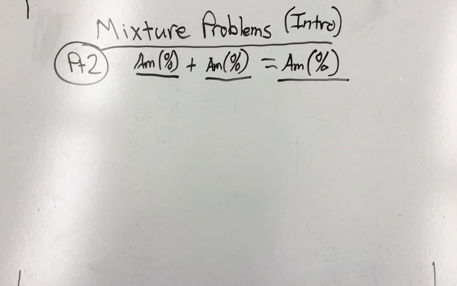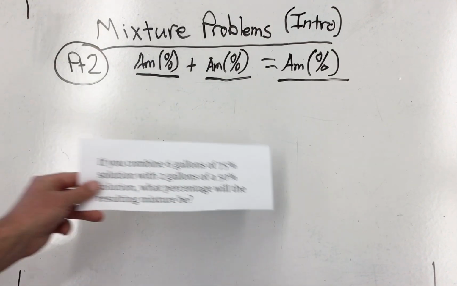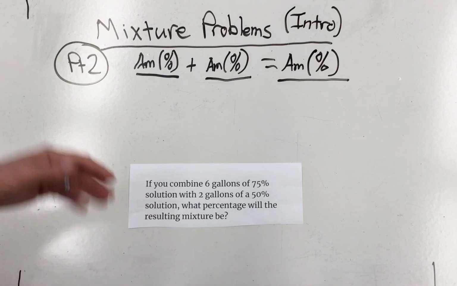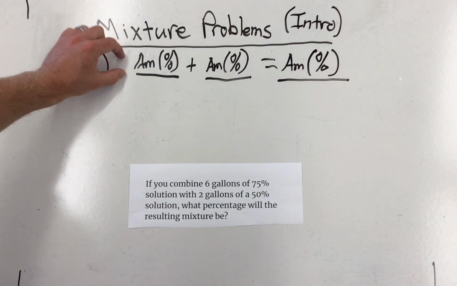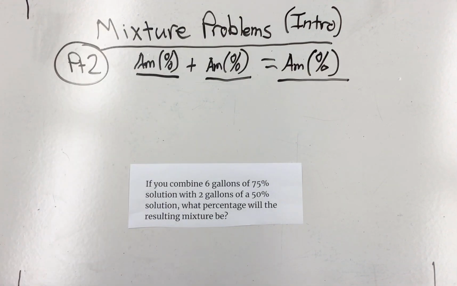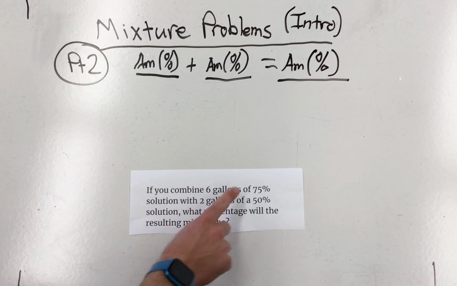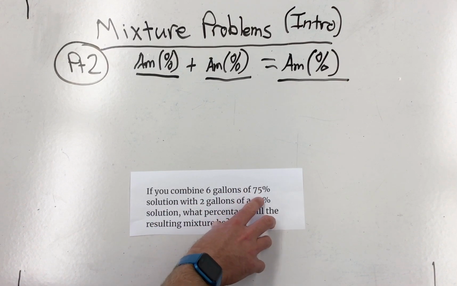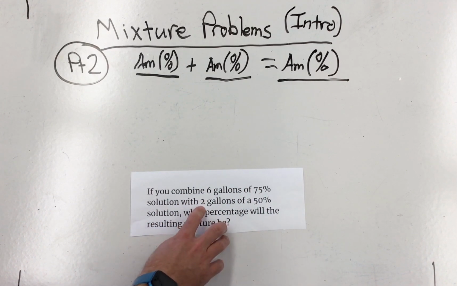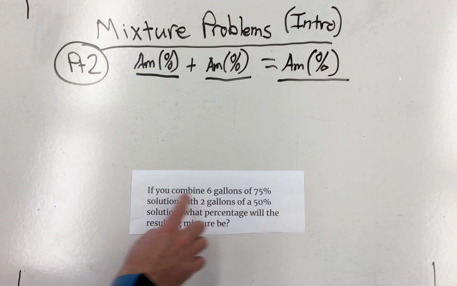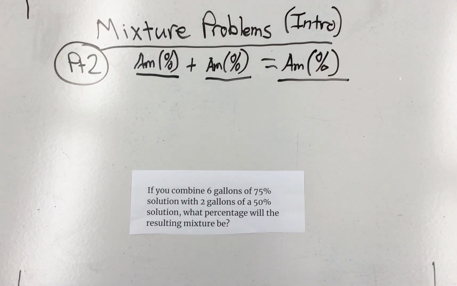So what I want to do now is go over a new problem and work on this together, but then work backwards. We'll start off by crunching the numbers, but then we'll take a look at how it actually works with some dice here. So let's say you combine 6 gallons of a 75% solution with 2 gallons of a 50% solution. What percentage would the resulting mixture be?